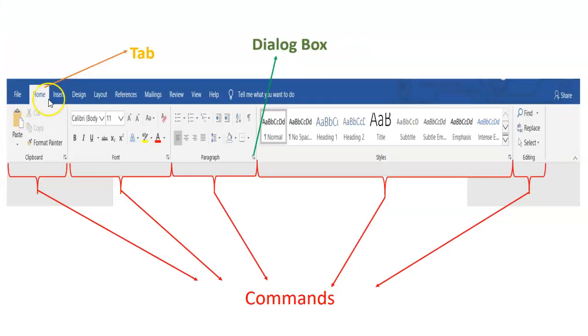Ribbon comprises tabs. So here you can see you have a Home tab. Besides the Home tab, you have an Insert tab, then a Design tab, then a Layout tab, a References tab, Mailings, Review, View, Help, and so on. And within each tab you have commands. So for example, in the Home tab you have 5 commands: Clipboard, Font, Paragraph, Styles and Editing.